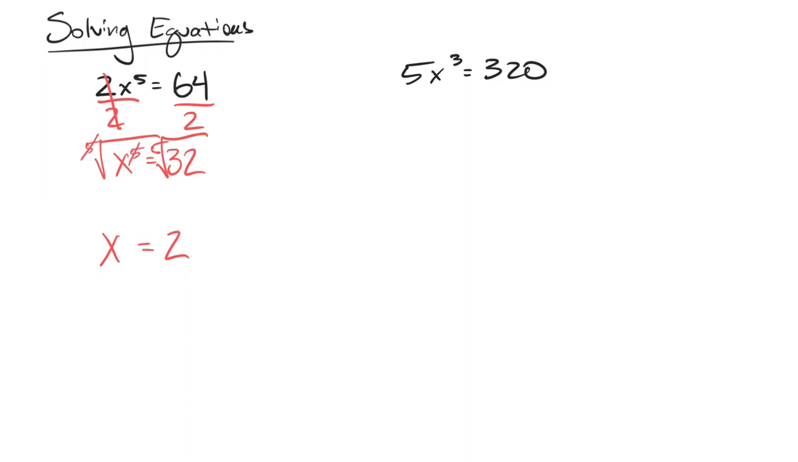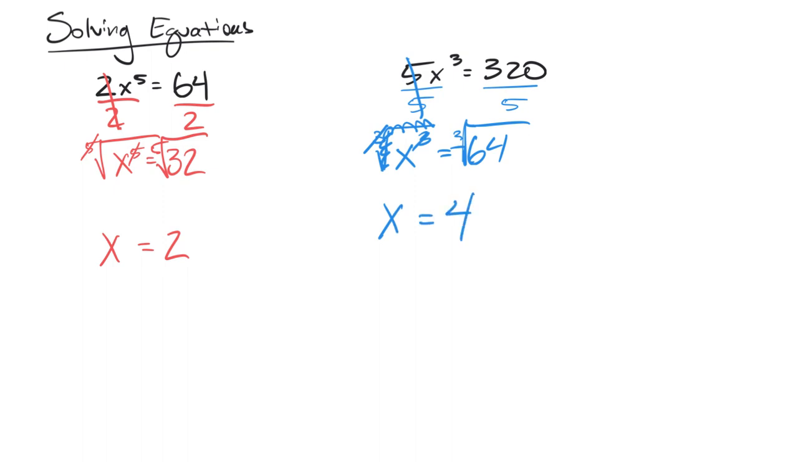Not so tough. Now let's try this other example here. 5x cubed equals 320. I'm going to divide both sides by 5. These are very simple examples, but I'm just using them to illustrate what we do here. 320 divided by 5 is 64. Then I take the cube root of both sides. These 3's cancel, and my radical symbol is gone. I'm left with x equals the cube root of 64, which is 4. 4 times 4 is 16, times 4 is 64. So we're good.